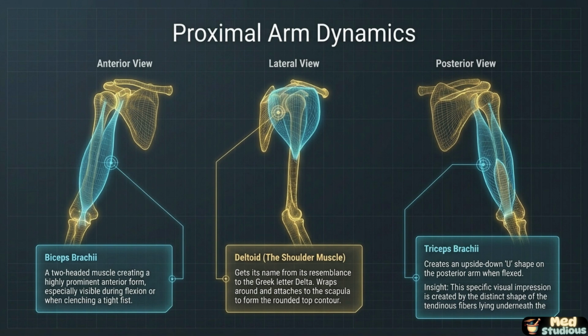From behind, the triceps brachii creates a distinctive upside-down U-shaped surface contour on the posterior arm when contracted, produced by the visible tendinous fibers beneath the skin, converging on their insertion at the olecranon. All 3 muscles are dynamic landmarks. They reveal themselves fully only through activation.